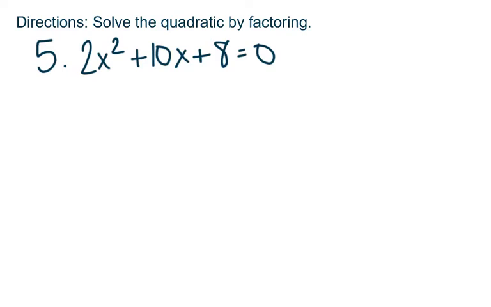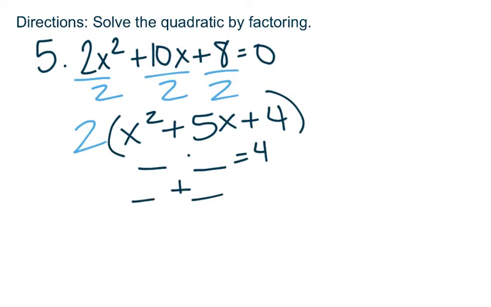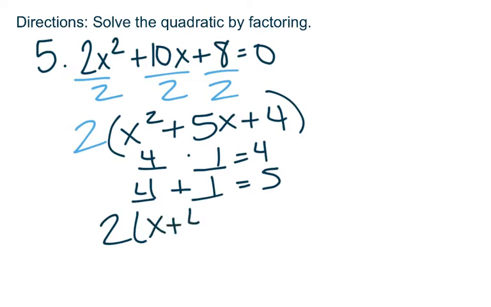Alright, so this one has a GCF. Sometimes it's kind of hard to notice, but they're all divisible by 2. So that's the first thing I'm going to do. I'm going to take out a 2 and I'm going to write what's left. So x squared plus 5x plus 4. This is an easy quadratic because you have a 1 in front of x squared. I'm looking for two numbers that multiply to give me 4, but they have to add to give me 5. 4 and 1. So here are my factors.